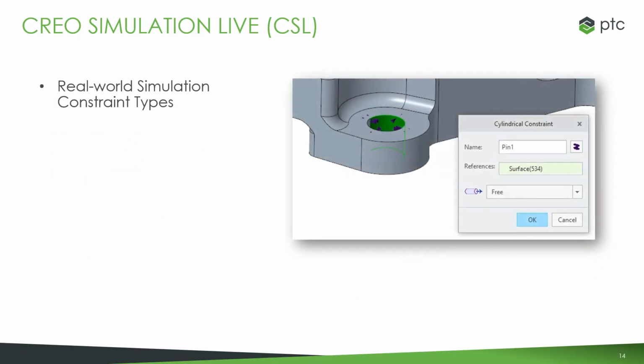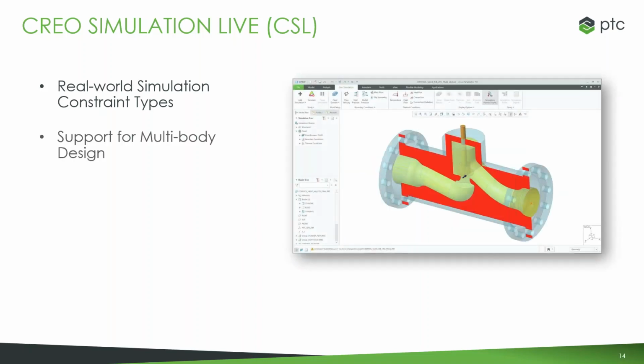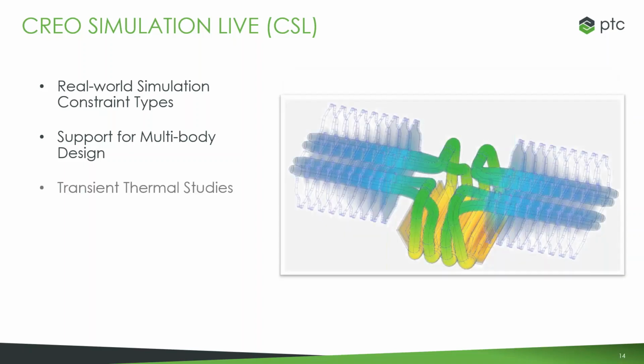We've added more real-world simulation constraint types, so ball, cylinder, planar, making simulation more realistic in this area. So a couple of new options. Support for multi-body design, another area that multi-body is a part of now. So you can run Simulation Live on multi-bodies, which makes it easy to set regions that you'd like to apply loads to, right? A specific region within a part. Things like cavities and internal or external areas can be defined as a multi-body, which makes it much easier to define that as a domain.